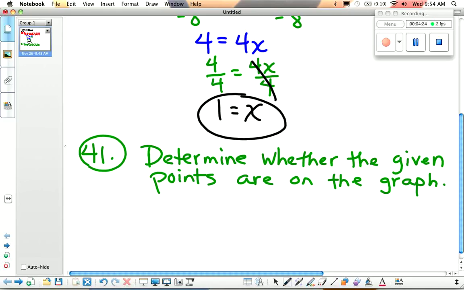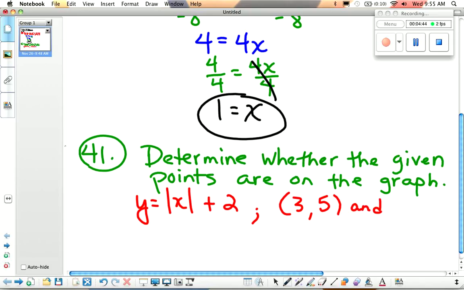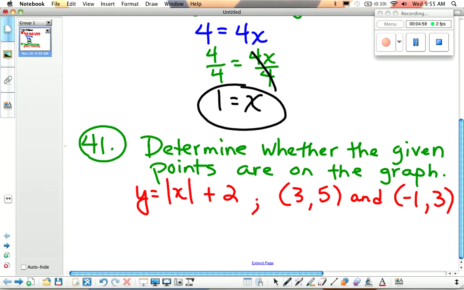Well, we have to have a function that we're talking about first of all. So y equals the absolute value of x plus 2. There's our function. And then we're supposed to decide if ordered pair 3, 5 and ordered pair negative 1, 3 would be on our graph. In other words, do they satisfy this function? So what do you think we're going to do?